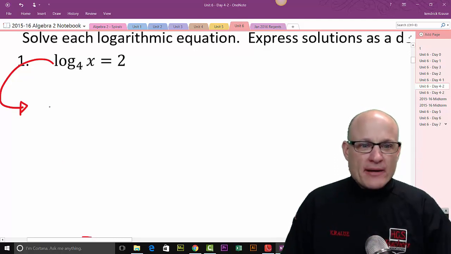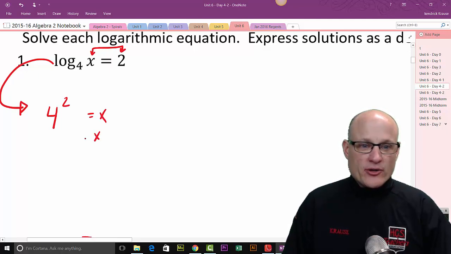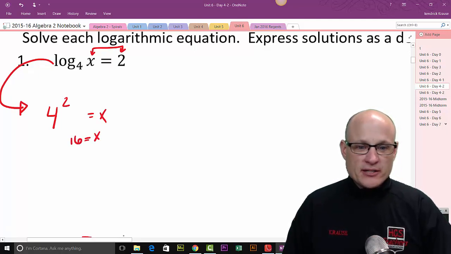All right, so it's all about that base. So we're going to write the base. And then the other things that go along with it get switched. 4 squared equals x. I think you all know that x equals 16. Done.